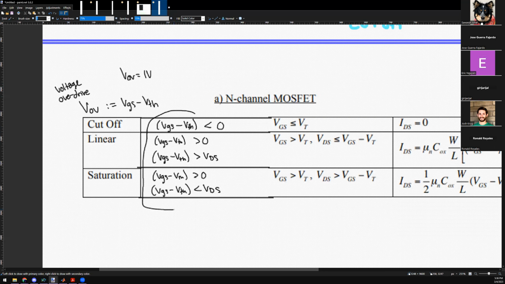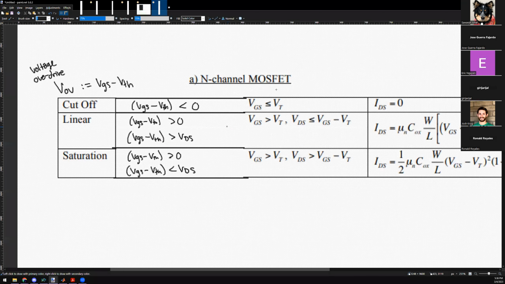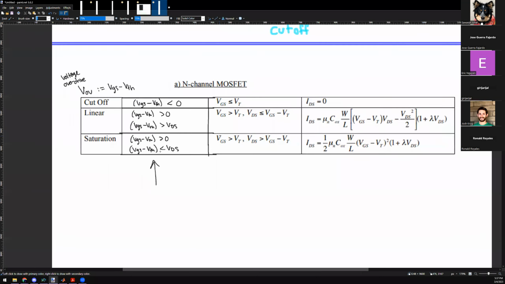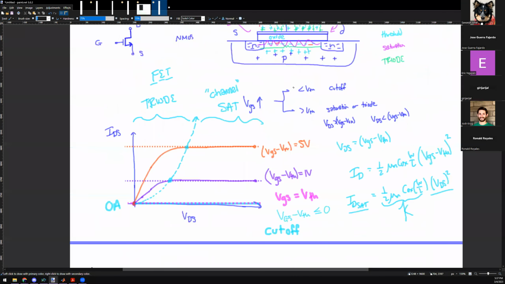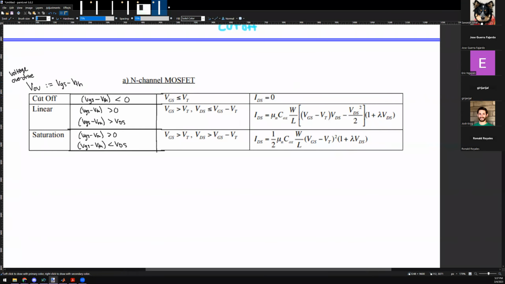I personally think about VOV. To me it's a much more intuitive concept. Whatever way you guys want to memorize or learn, this is just how I prefer to do it. To me, these equations are much more intuitive compared to what we just learned. Now let's take a look. In cutoff, how much current can you have? 0, right? So this checks out, right?